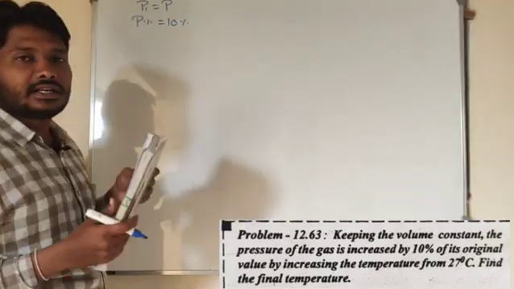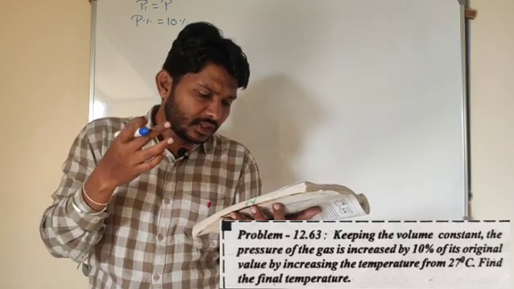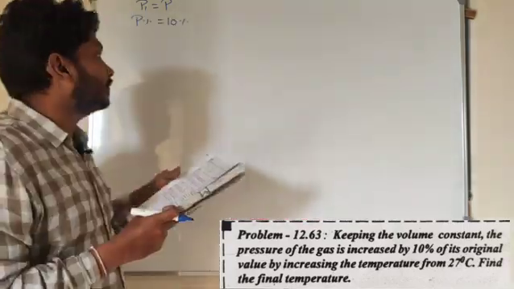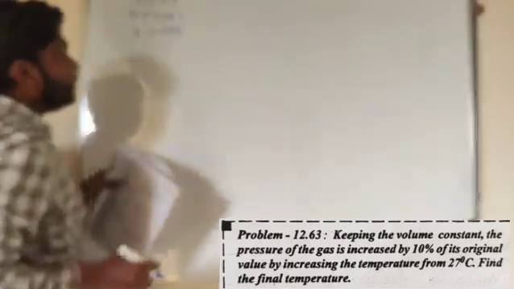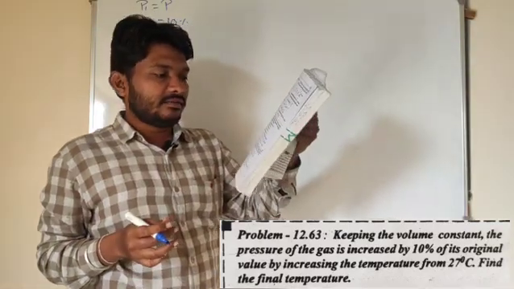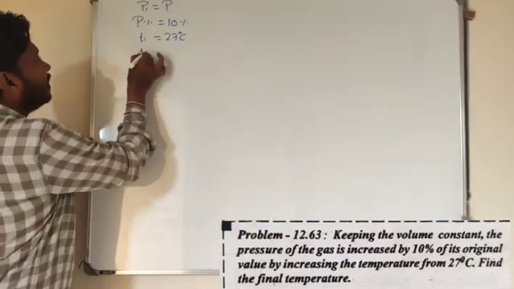10%. How much percentage is the pressure of the gas increased here? 10%. The initial temperature of the gas is 27 degrees Celsius. The final temperature of the gas, so again I have to find that T2 value.